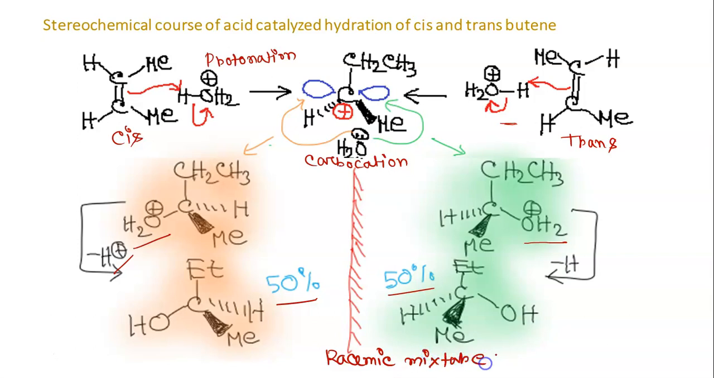So it doesn't matter whether you are starting from cis or from trans, because ultimately in both cases our final product is the racemic mixture.